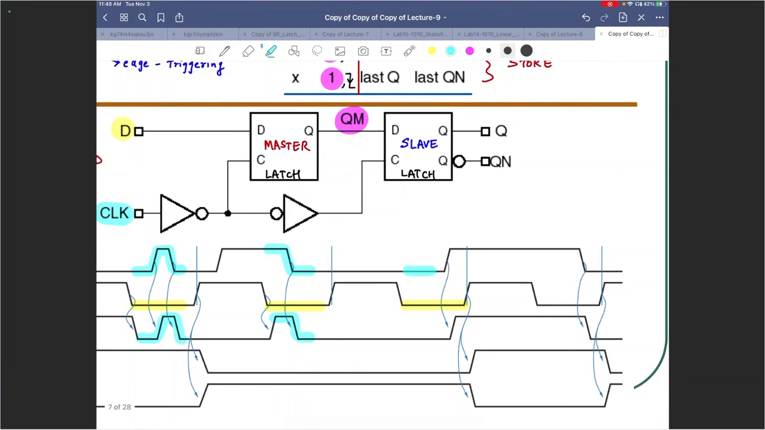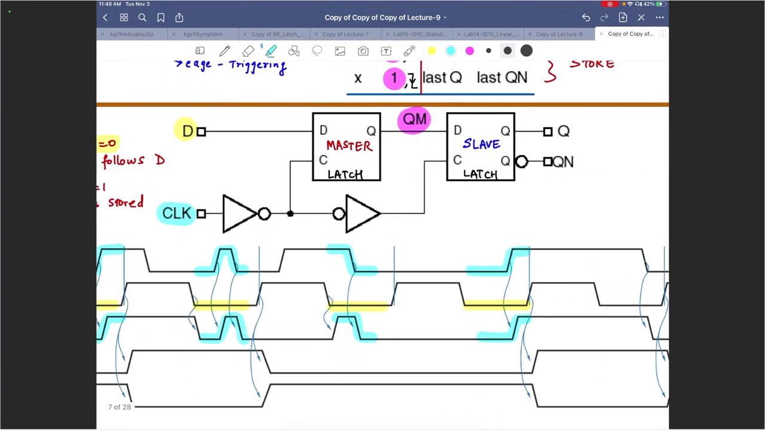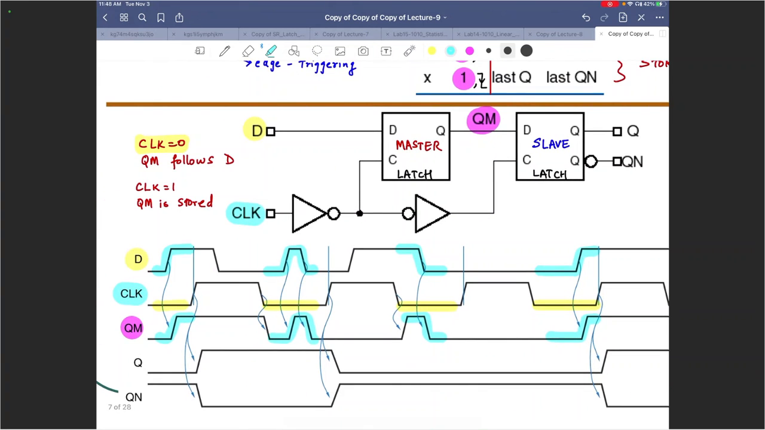It is going low to high. You guys see that? So for all the yellow regions, QM followed D. Then for all the other times, it should have been stored, right? So stored, right? That means it cannot change.